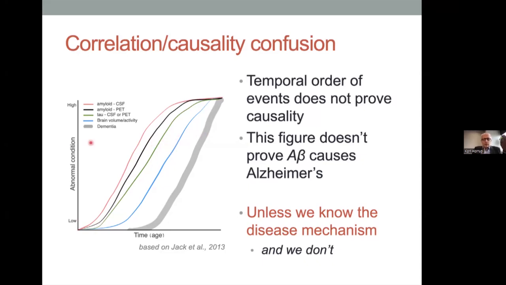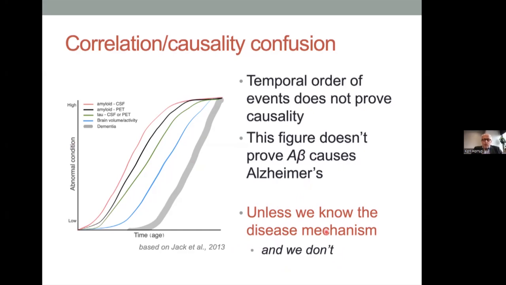And this temporal order, however, while consistent with the idea that amyloid causes tau, causes brain shrinkage, causes dementia, it's certainly consistent with that idea, but it doesn't prove it unless we are already confident that we know the disease mechanism. And I hope by now I've convinced you that we don't. And if I haven't convinced you, see me after class and I will, or at least I'm going to try.